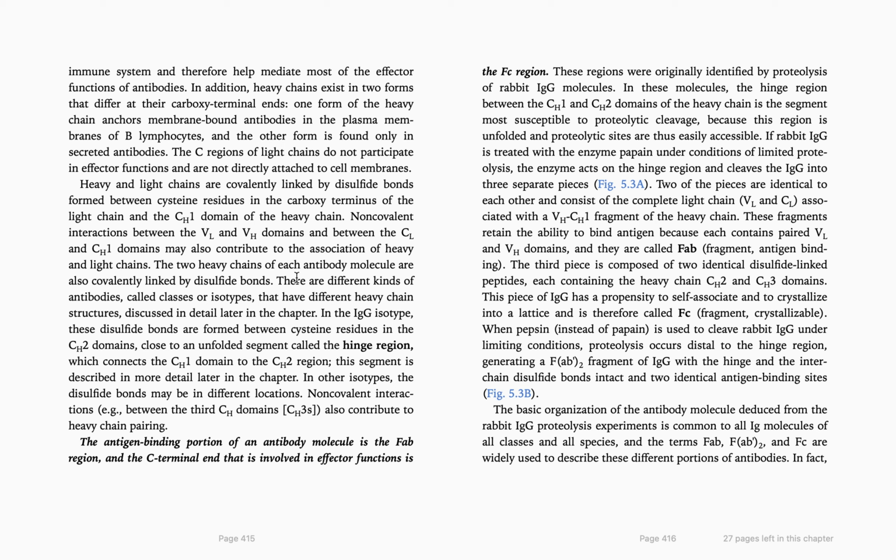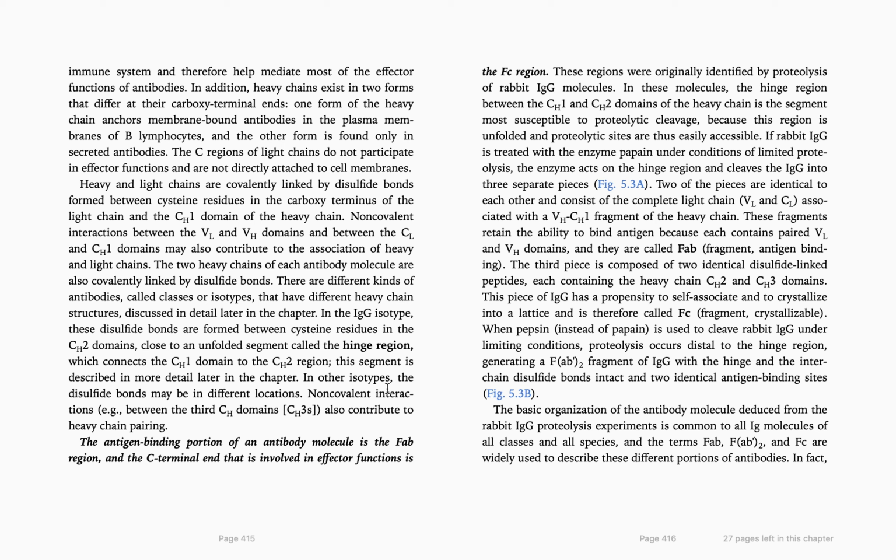Two heavy chains of each antibody molecule are covalently linked by disulfide bonds. There are different kinds of antibody, called classes or isotypes, that have different heavy chain structures. Discussed in detail later in the chapter, in the IgG isotype, the disulfide bonds are formed between cysteine residues in the constant heavy chain 2 domain close to an unfolded segment called the hinge region, which connects the constant heavy chain 1 domain to the constant heavy chain 2 domain. This segment is described in more detail later in the chapter.